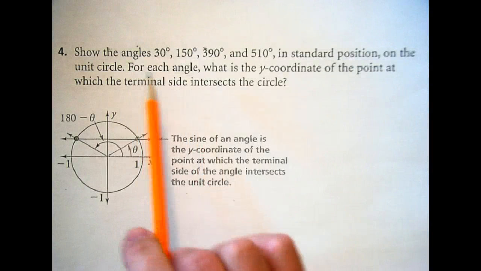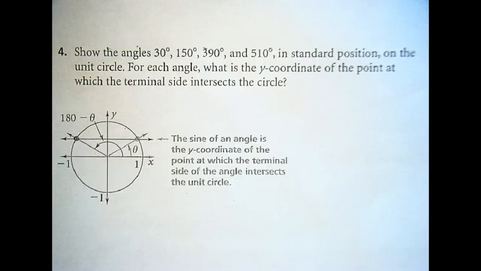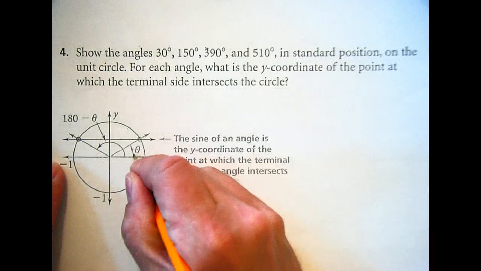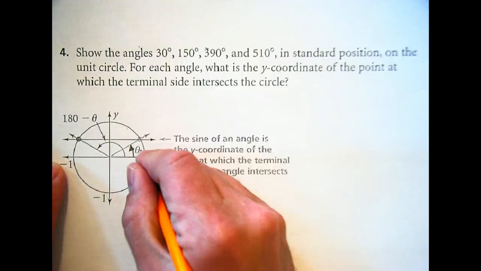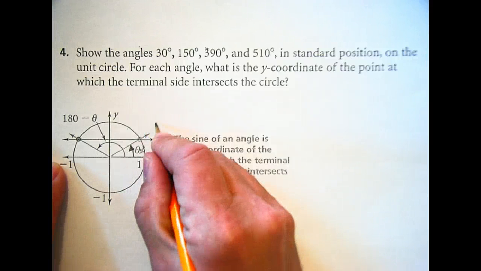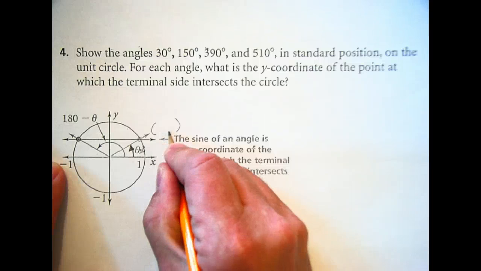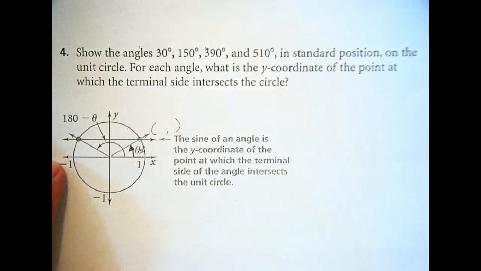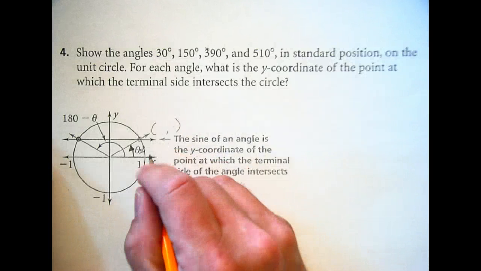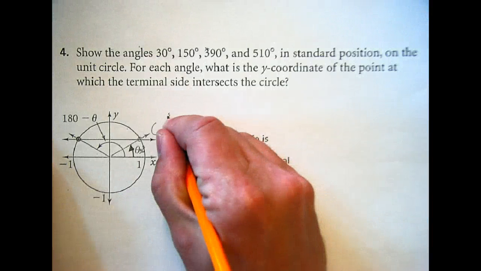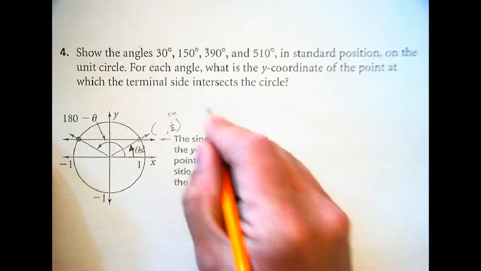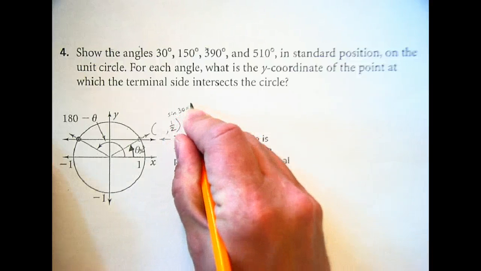Question 4. Show angles 30, 150, 390, and 510 in standard position on the unit circle for each angle. What is the y coordinate? So if this is my unit circle, you have yours that you drew on the way in. Going from standard position up to theta, in this case theta is 30, at a 30-degree angle, I have coordinates. Now my x-coordinate is my cosine coordinate, my y-coordinate is my sine coordinate. At 30 degrees, y is 1/2, and that's what they're asking for there. Okay, so that's our sine. Another way to think about it is sine of 30 equals 1/2.